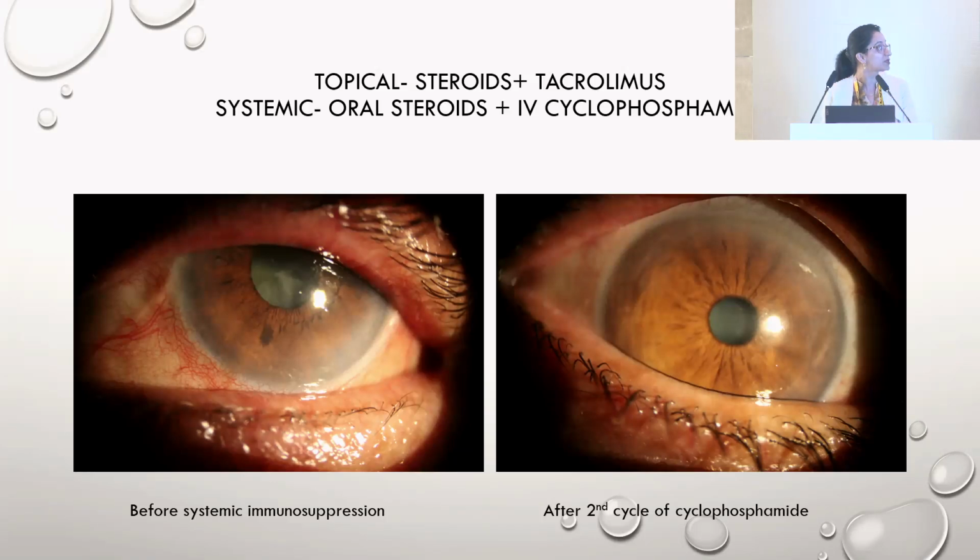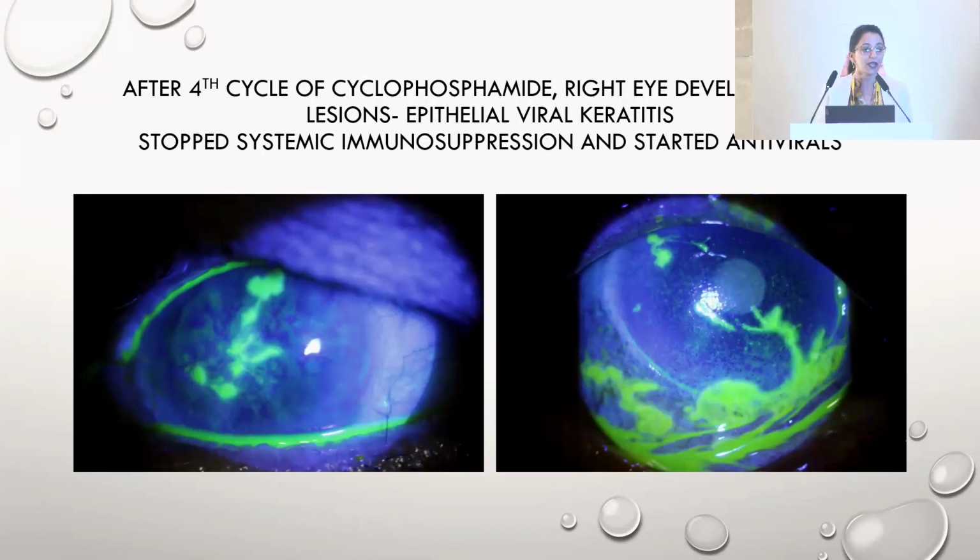This was before immunosuppression. And the second picture is after the second cycle of cyclophosphamide. Interestingly, after the 4th cycle of cyclophosphamide, this right eye developed epithelial viral keratitis. So this was the first time for me that I saw dendrites on the conjunctiva as well. You can see this is how beautifully, sadly for the patient, but how beautifully for the cornea person, that I could see that. So we stopped the systemic immunosuppression for a month, and the patient started improving.